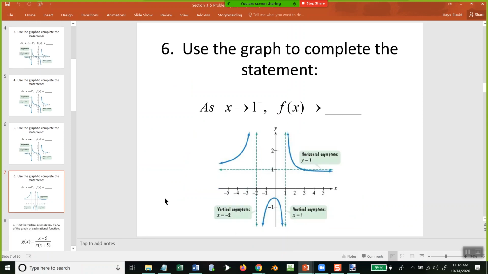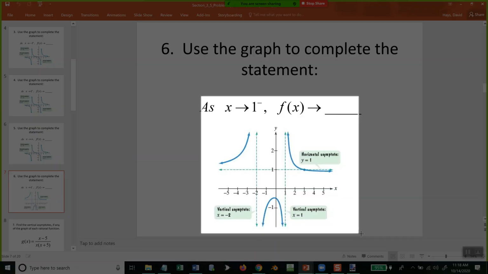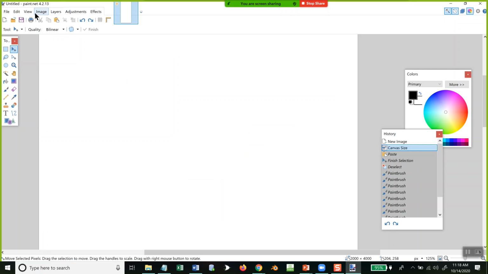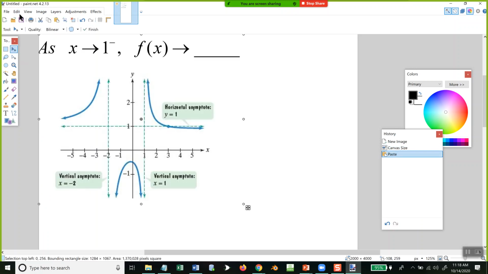Okay, let's take a look at this one. Now here we got what looks like a negative power. Again, the plus means for the right-hand side. What looks like a negative power means for the left-hand side. So I'm getting closer and closer.